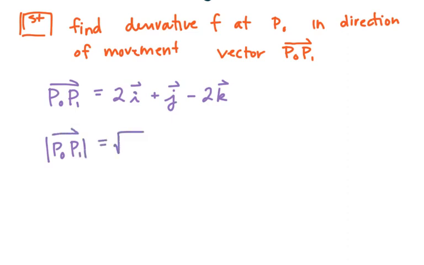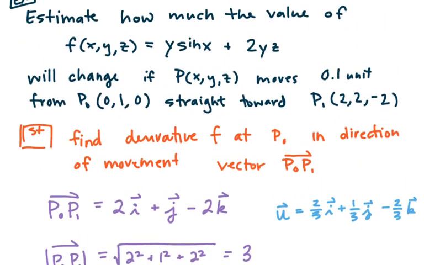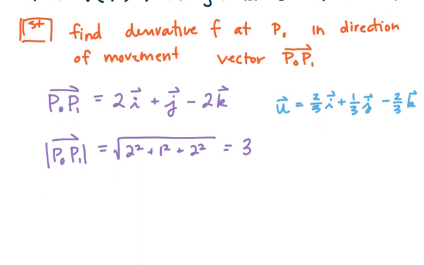So the magnitude here, the square root of 2 squared plus 1 squared plus 2 squared, square root of 9 is 3. So that means my unit vector, my direction, or u, is going to be 2/3 i plus 1/3 j minus 2/3 k. So there's my unit vector. So also, in order to solve this problem, we need that directional derivative. So I need to find the gradient here so I can dot it with this unit vector.